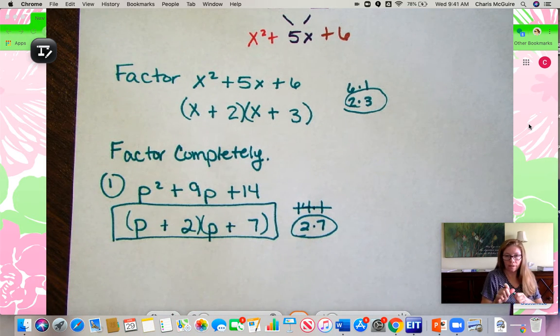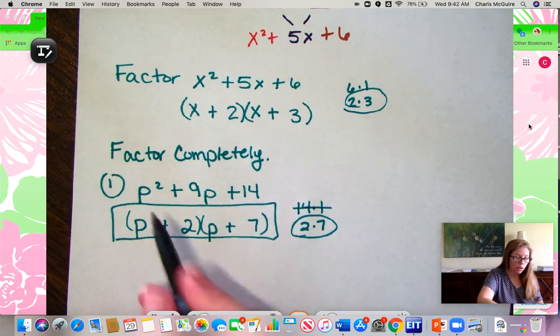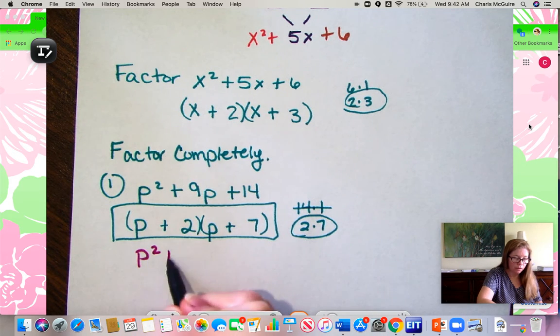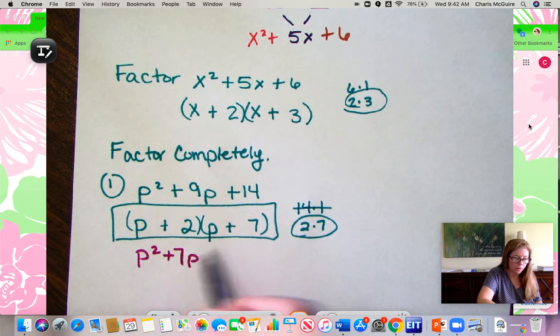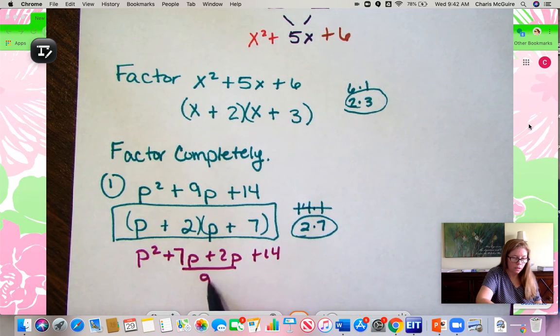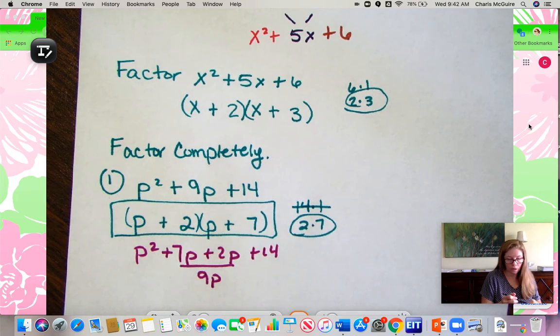Let's check it. See how much faster that went? And the more you work at this, the faster you will get. And then Algebra 2 should be a nice thing to do, not horrible. If you don't know how to do this, it can be horrible. So we've got p times p squared, p times 7p, 2 times p, and 2 times 7. Do you see it working? Doesn't this give me the 9p I was looking for? Okay, so checking it is super awesome.